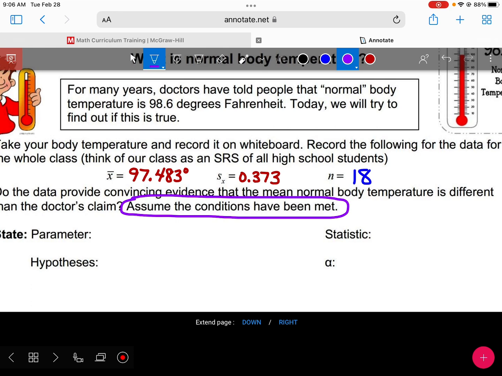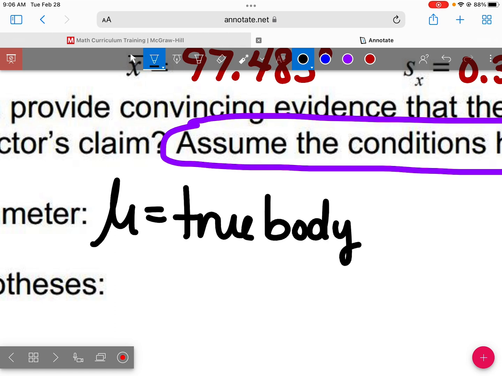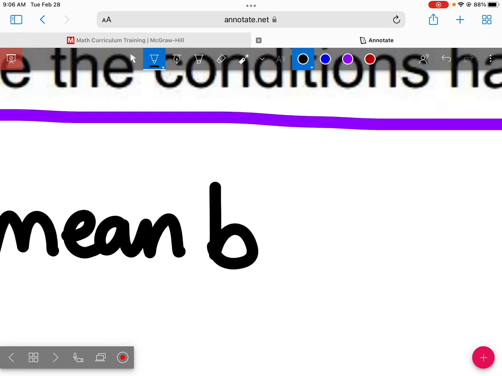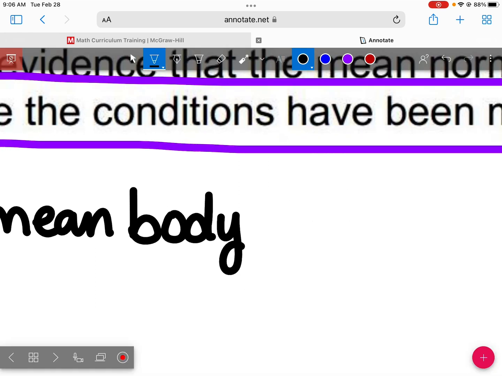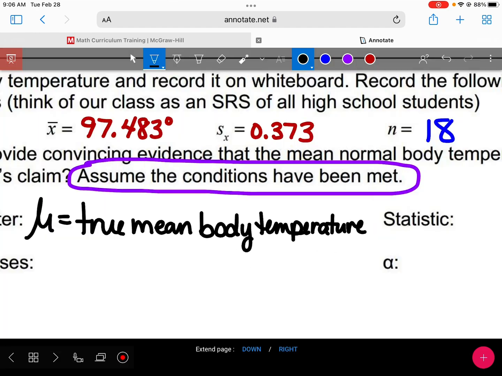What would the parameter be here? First of all, which parameter are we going after, mu or p? Mu. So the parameter mu equals the true mean body temperature, because mu is the mean. True mean body temperature for all high school students.